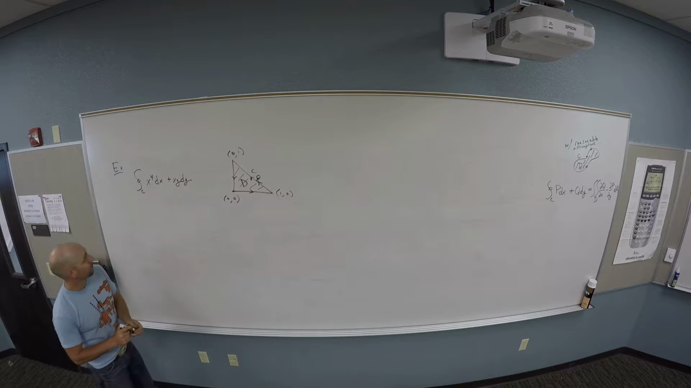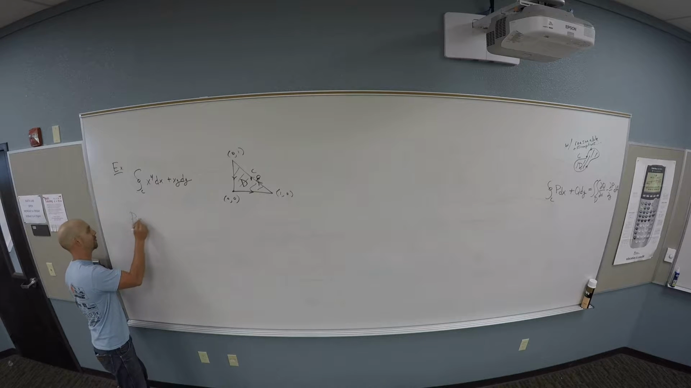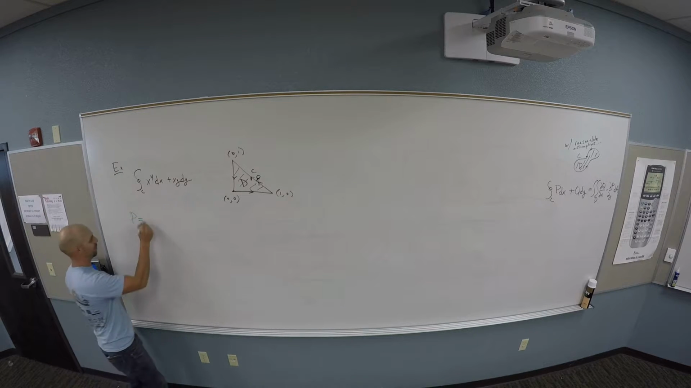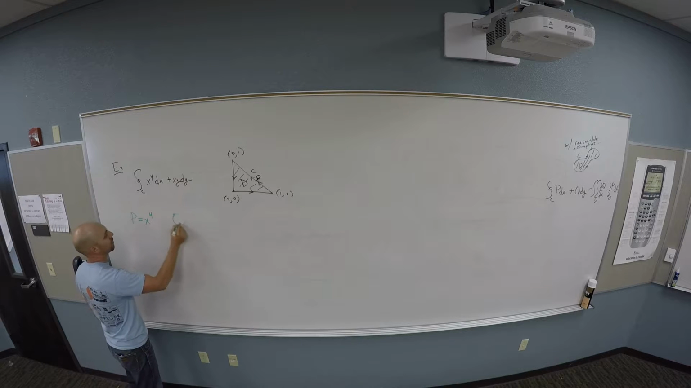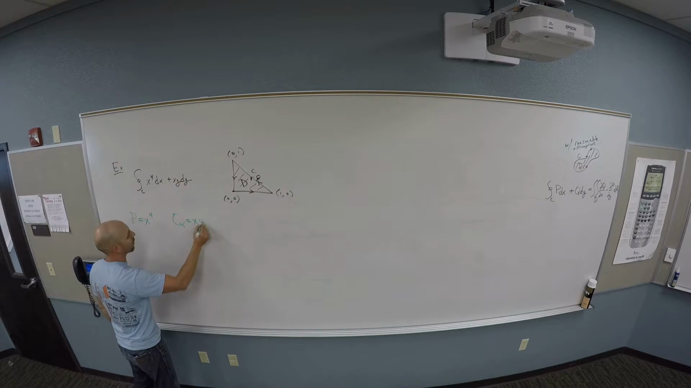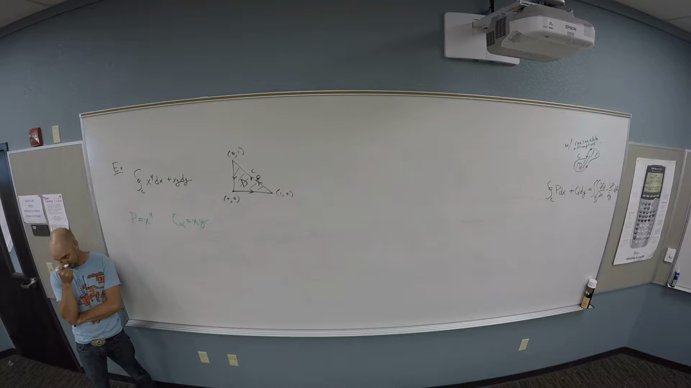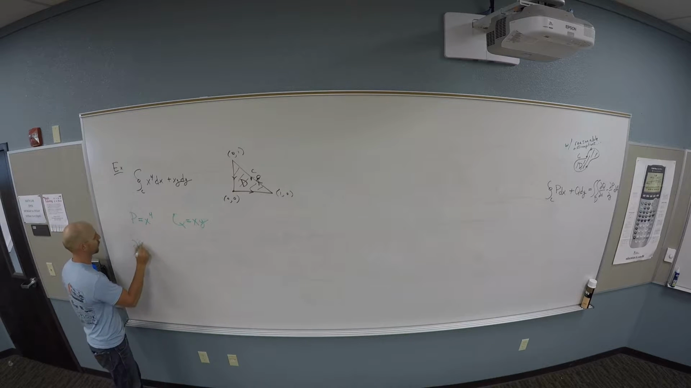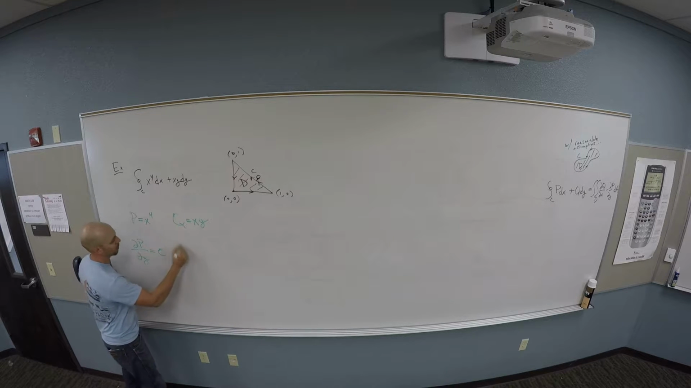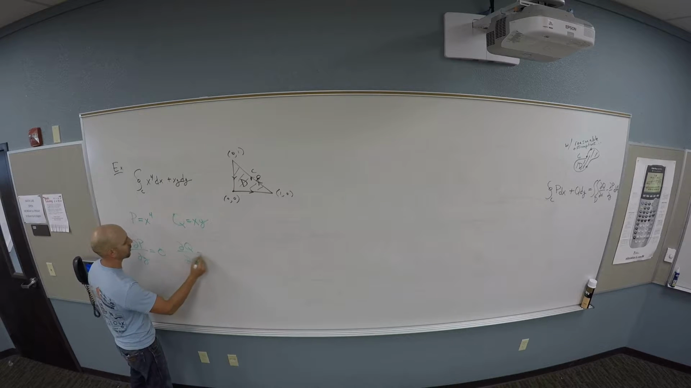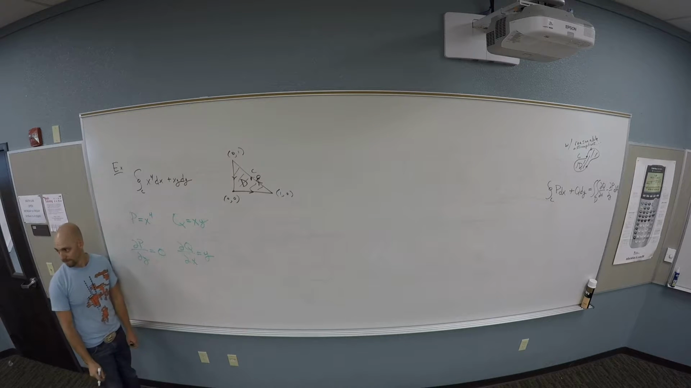So what's playing the role of P and Q? P is X to the fourth, and Q is XY. So to apply Green's, what do I need? The partial with respect to Y. I need the partial of P with respect to Y, which is 0, and the partial of Q with respect to X, which is Y.